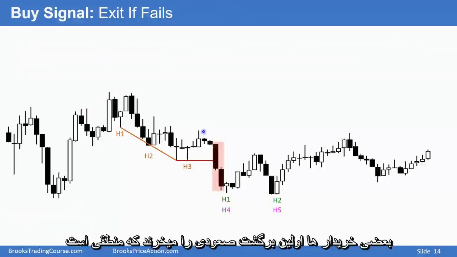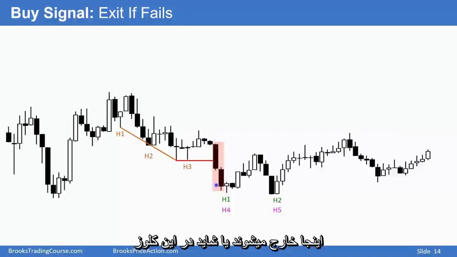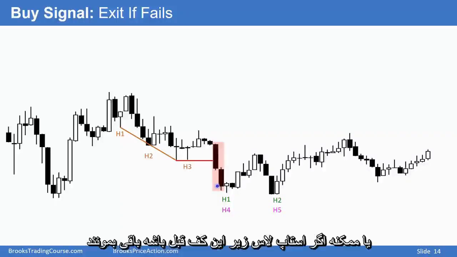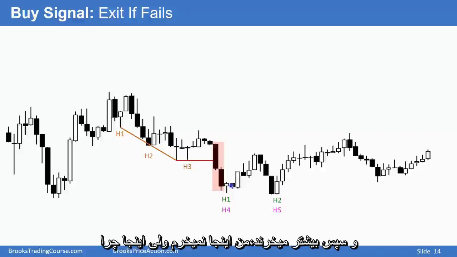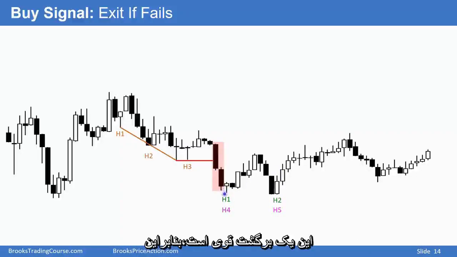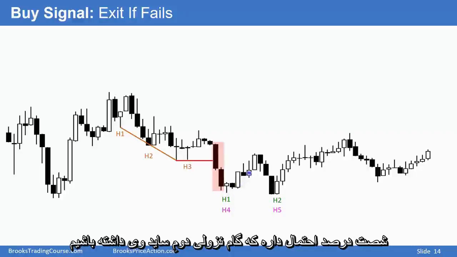Some bulls will buy the first reversal up. That's reasonable. And they'll get out here or on that close maybe, or they'll hold with a wide stop, maybe below here, and then look to add on. Here I would not, here I would. This is a strong enough reversal so that there's a 60% chance there'll be at least a small second leg sideways to down.